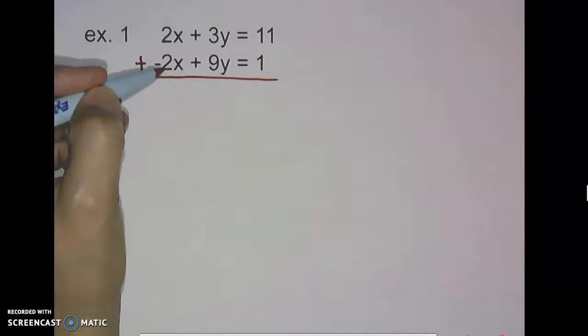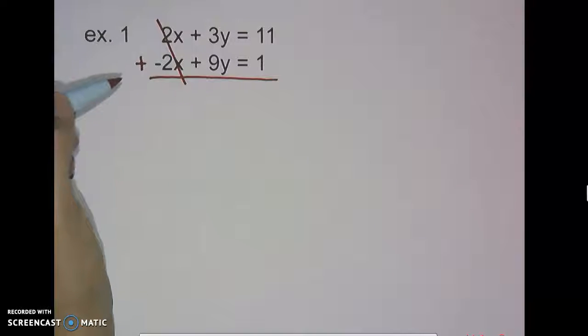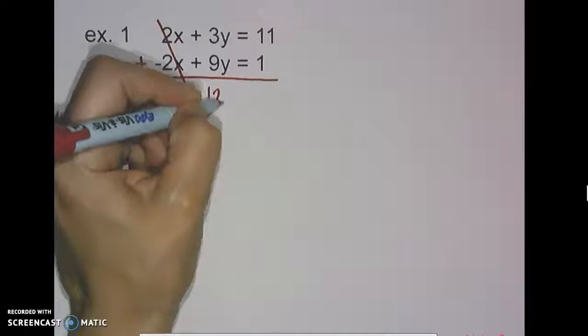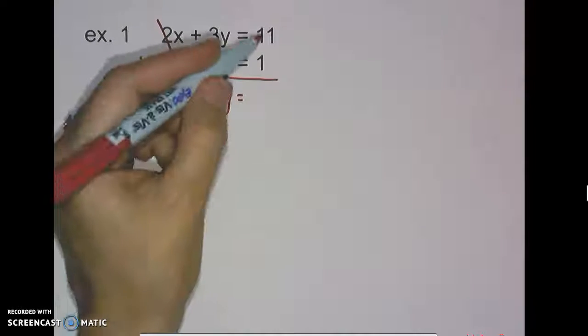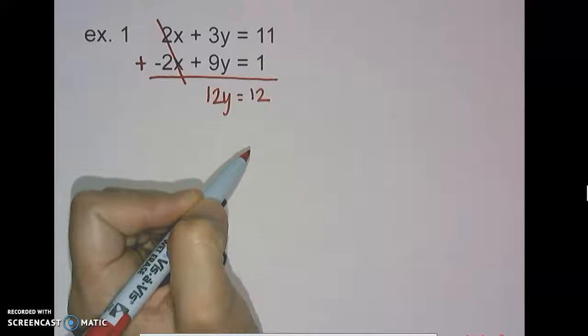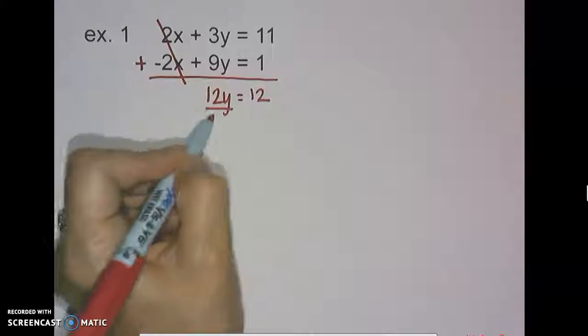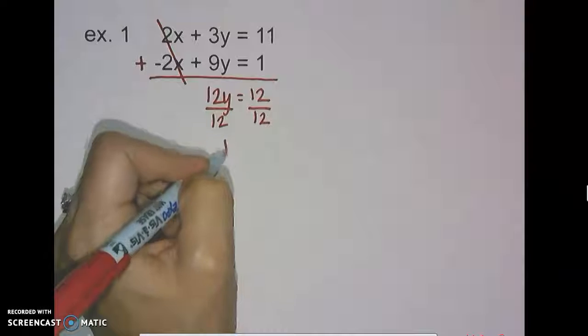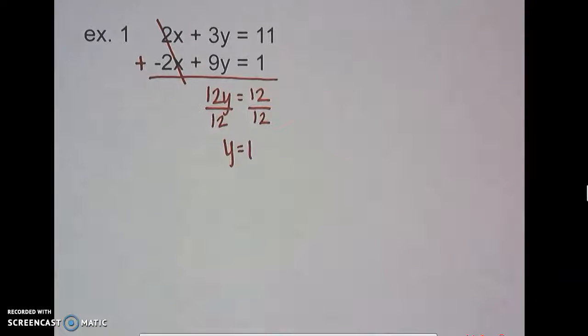2x plus a negative 2x, those variables eliminate. That's why this is called elimination. 3y plus 9y gives us 12y. 11 plus 1 gives us 12. And now we're going to solve for y, which means we're going to divide both sides by 12, and y would equal 1.